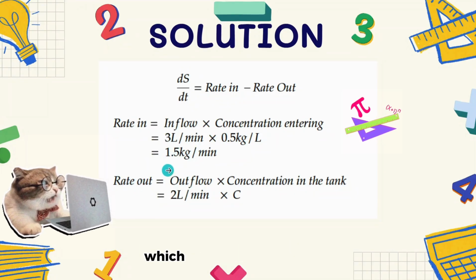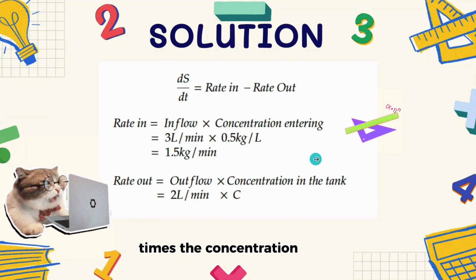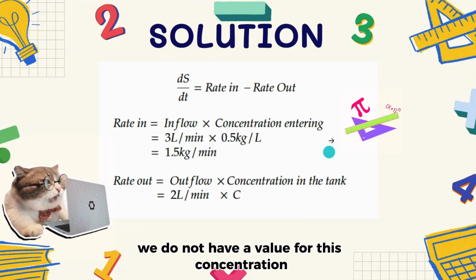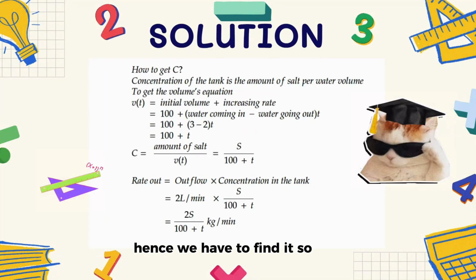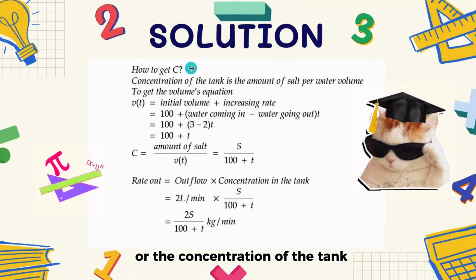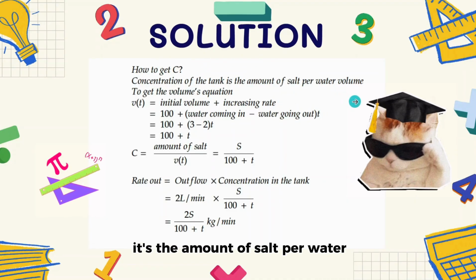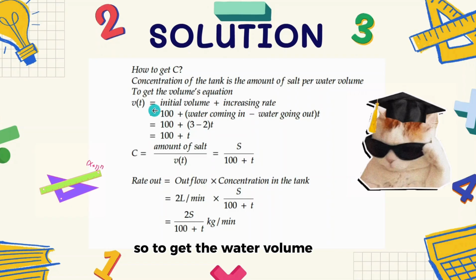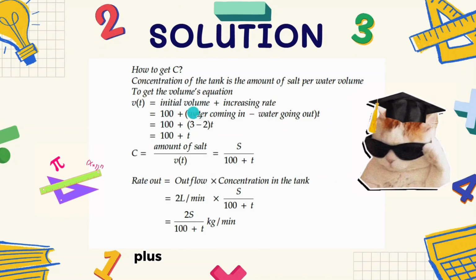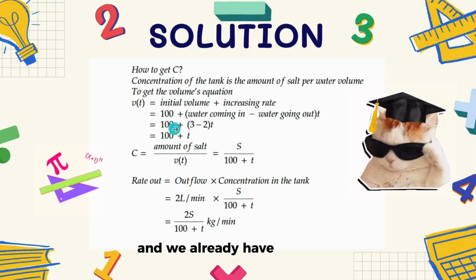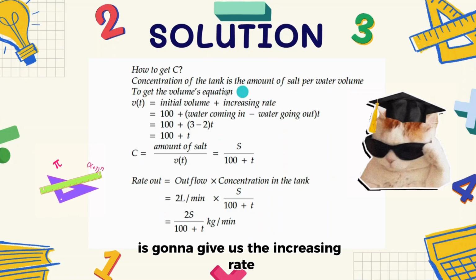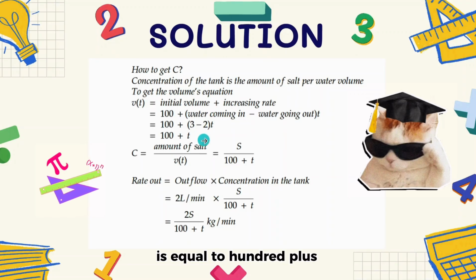And now we have the rate out, which is equal to the outflow times the concentration in the tank. We do not have a value for this concentration, hence we have to find it. So here is how to get C, or the concentration of the tank. It's the amount of salt per water volume. So to get the water volume over time, it's equal to the initial volume plus the increasing rate of water. We already have the initial volume given, which is 100. For the increasing rate, we can calculate it by saying that the water coming in minus the water going out, times t, is going to give us the increasing rate. Hence, we know that the water volume is equal to 100 plus t.